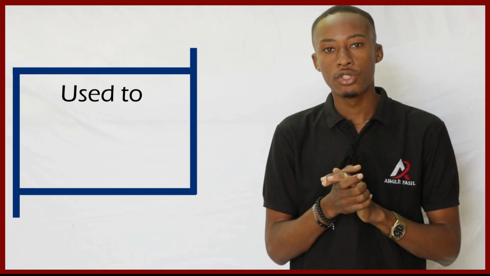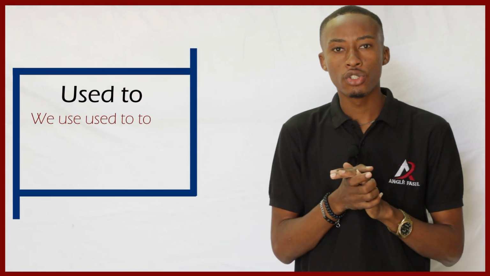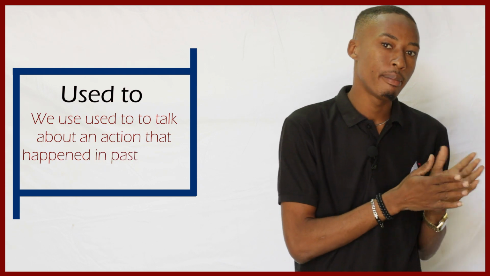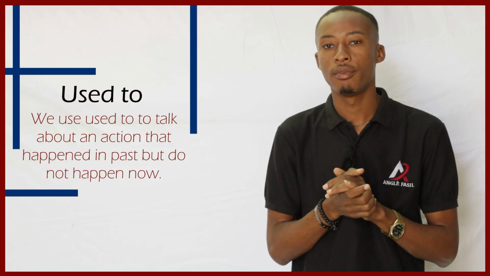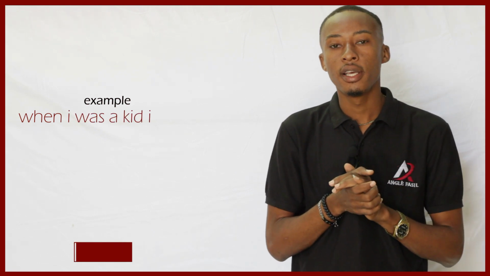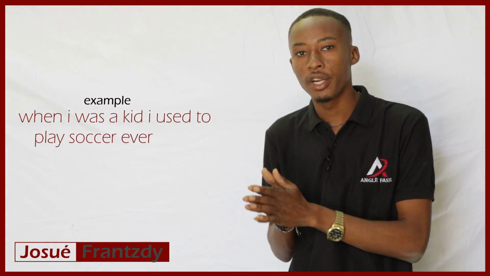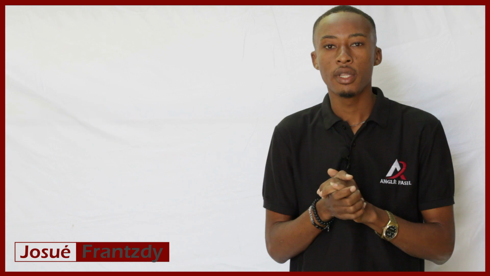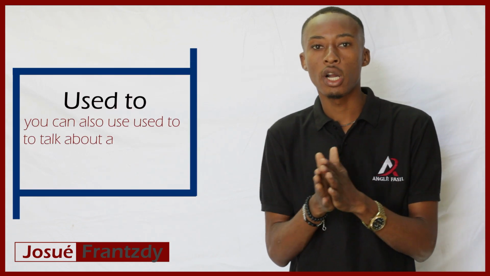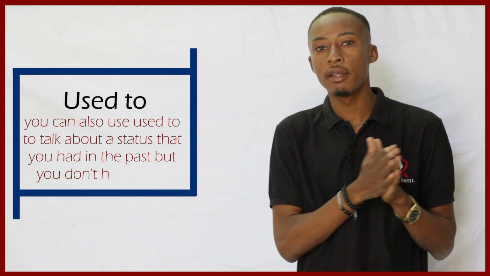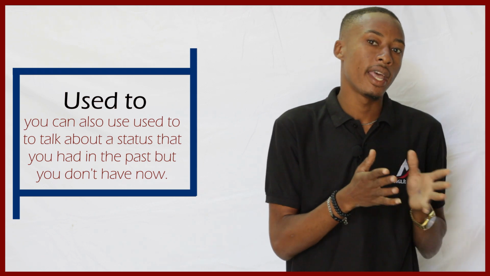Let's talk about used to. We use used to talk about an action that happened in the past but does not happen now. For example, when I was a kid, I used to play soccer every day. You can also use used to talk about a status that you had in the past but you do not have now. Let's look at an example.